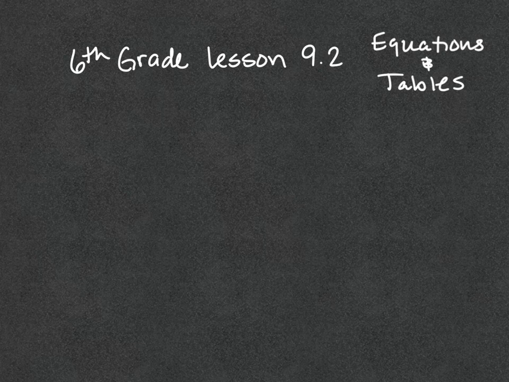Grade lesson 9.2 is equations and tables, and we'll be using that idea of the independent variable and the dependent variable to take it a step further. This is really a building block to the way you'll see things go towards slope and intercept as you go into 7th and 8th grade math. So these are foundational pieces, and your understanding of this is super helpful to you.